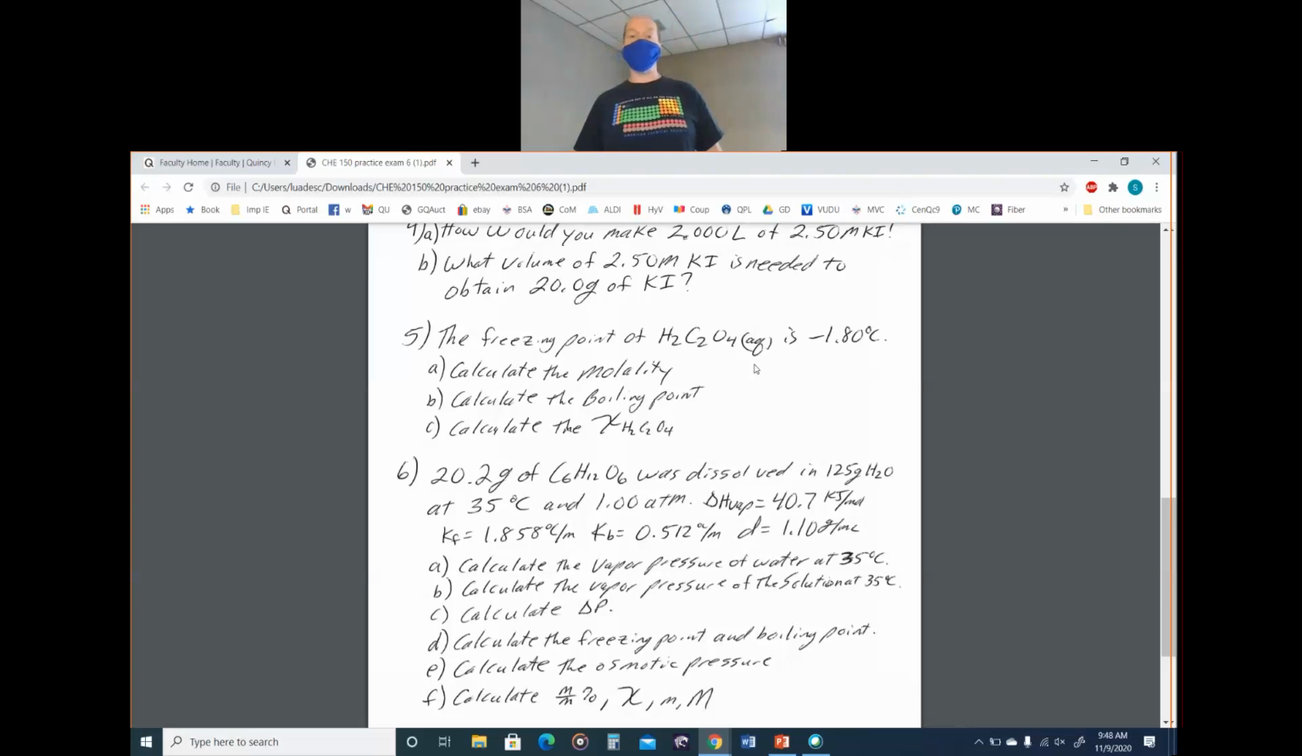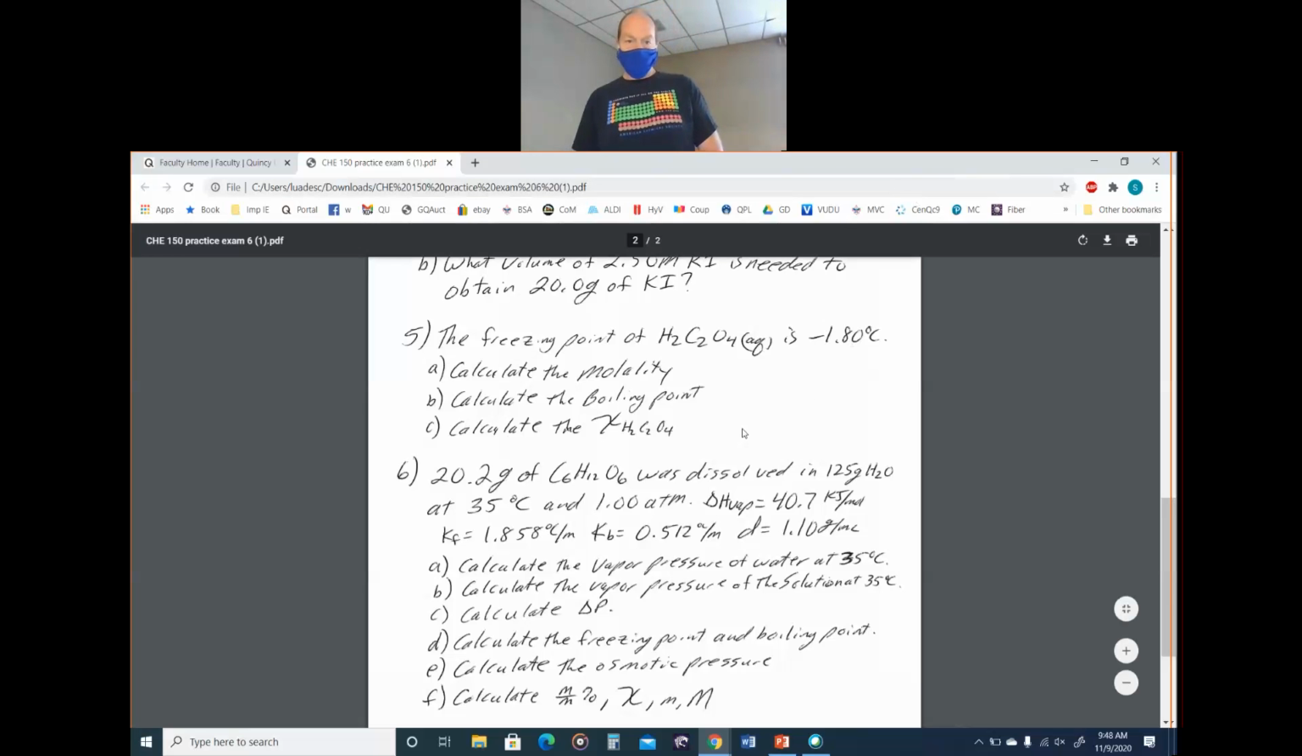It's 0 degrees Celsius. You should not have to look up the boiling point. It's 100 degrees Celsius. It will be given, but you should know those. All right, so the freezing point is 0. So now the freezing point is negative 1.8. That means our freezing point depression, delta T sub B, is 1.8. It went down 1.8.